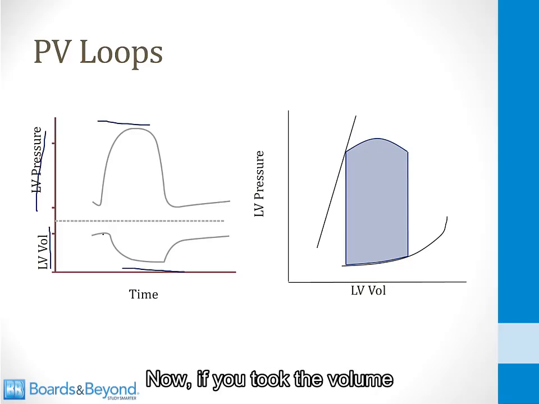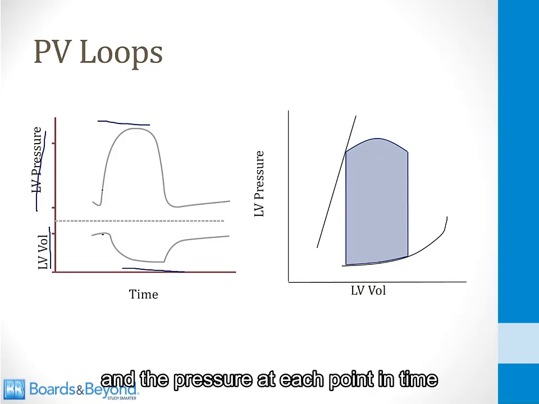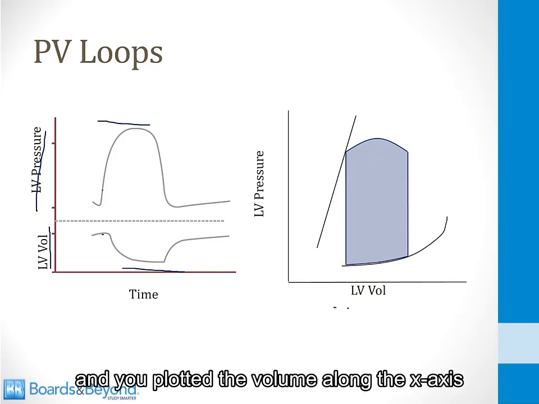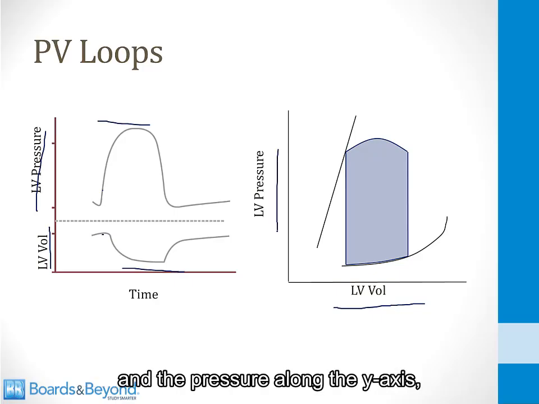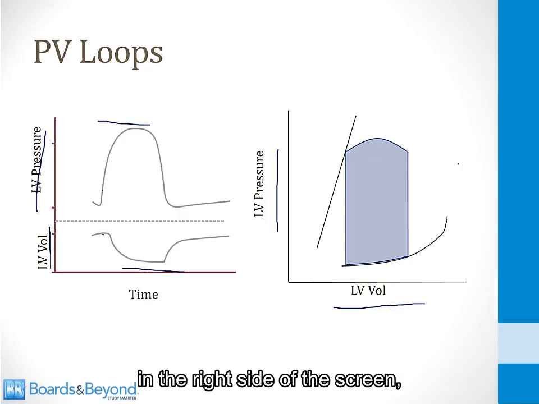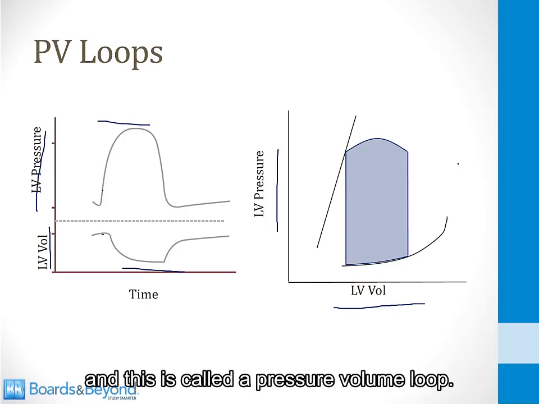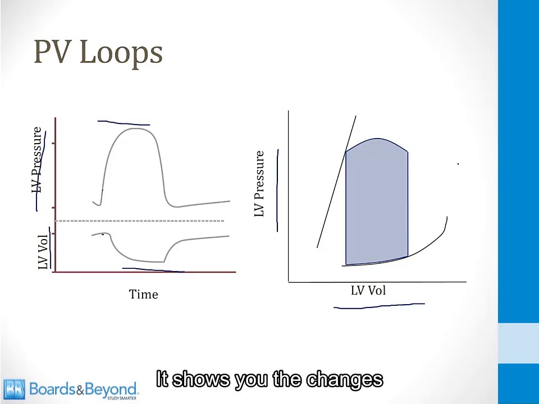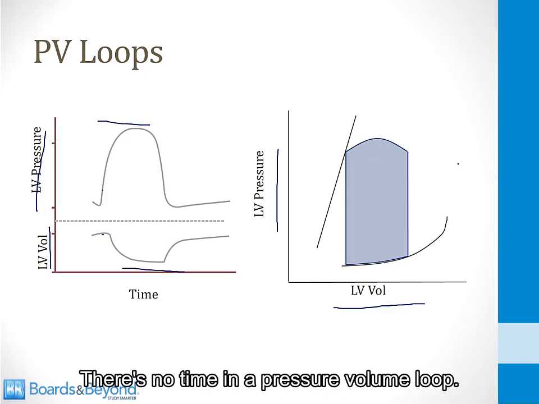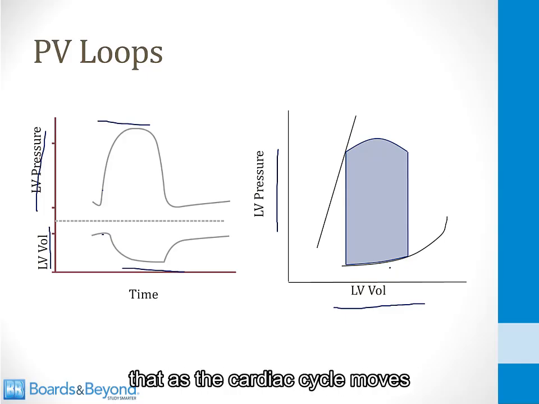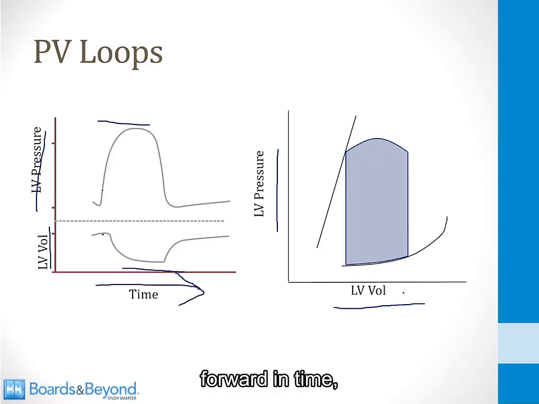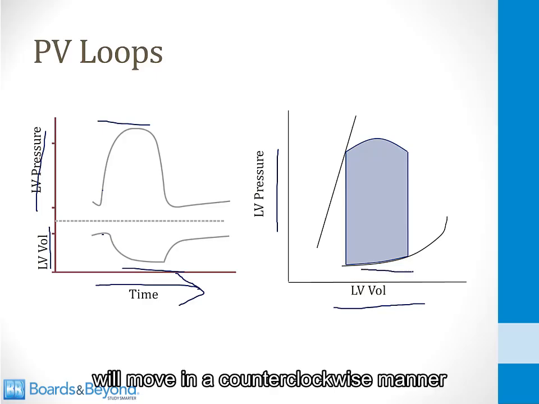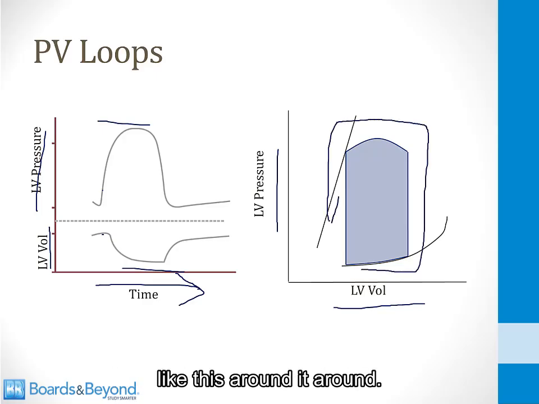Now if you took the volume at each point in time and the pressure at each point in time, and you plotted the volume along the x-axis and the pressure along the y-axis, you would get a square shape like what I've shown on the right side of the screen. And this is called a pressure volume loop. It shows you the changes in the left ventricle during one cardiac cycle. There's no time in a pressure volume loop, so you just have to know that as the cardiac cycle moves forward in time, the pressure volume loop will move in a counterclockwise manner like this, around and around.